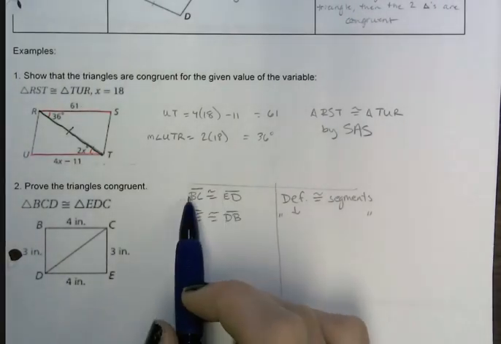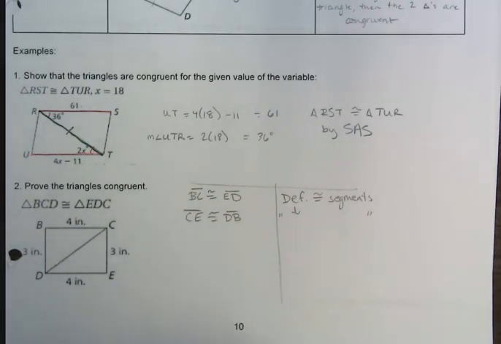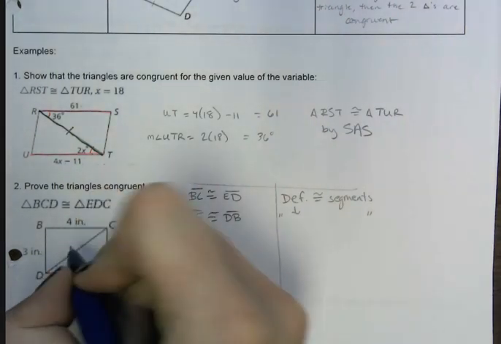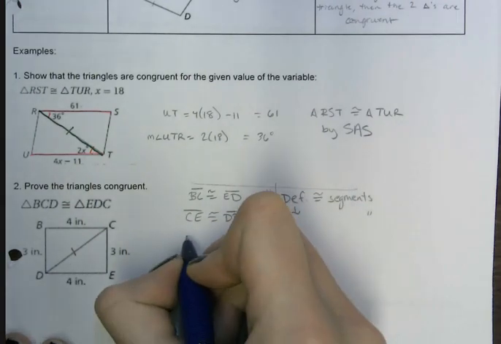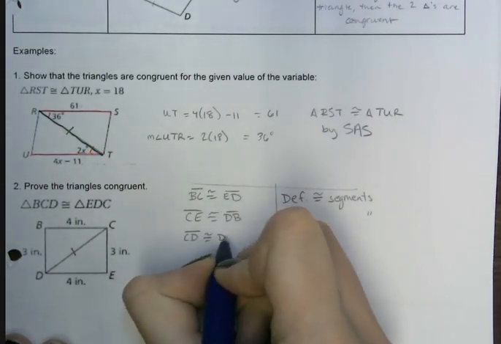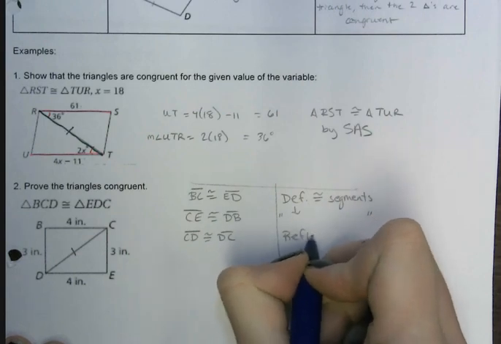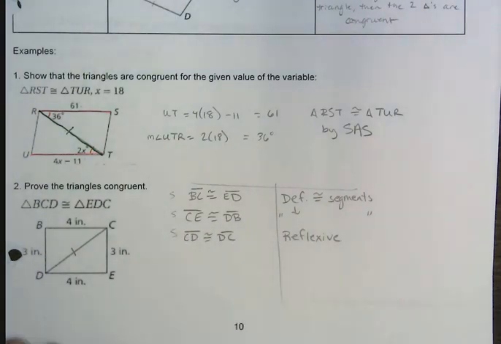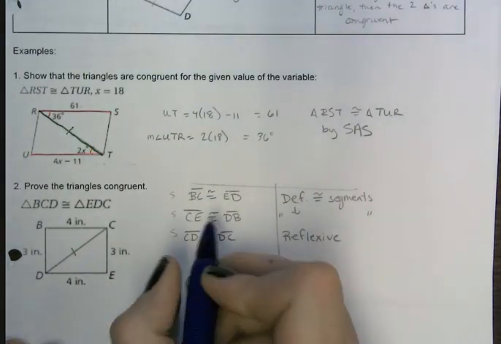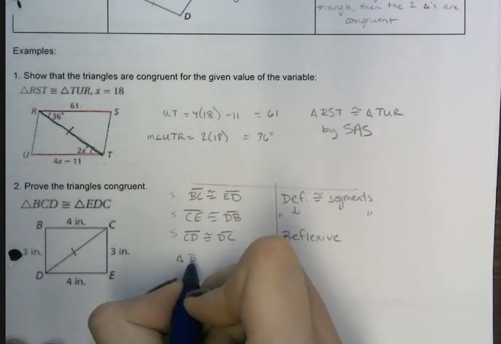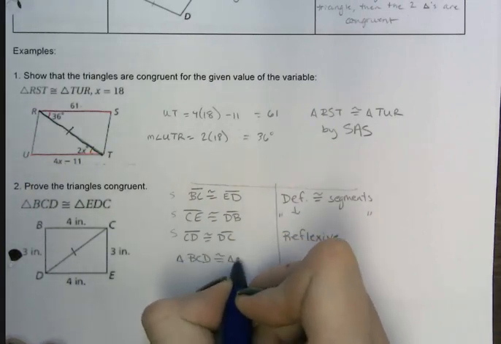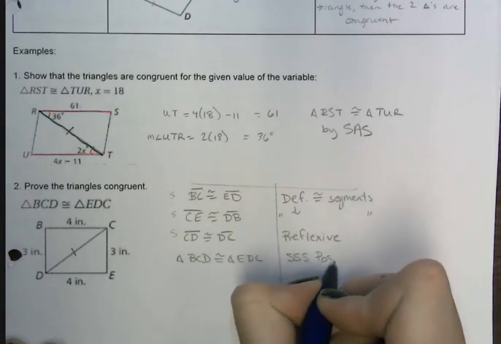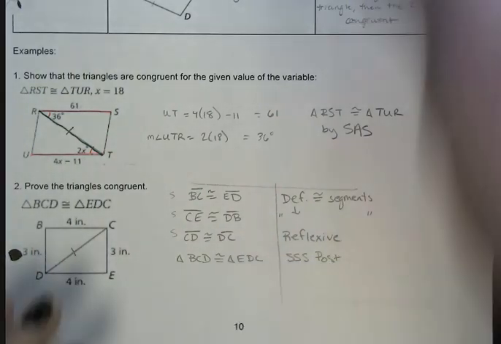Now I need a third side. I've got two sides, so I need an angle in between. Well, I don't know anything about the angles that's given to me, but I see that I've got a shared side. This side is congruent to itself. CD is congruent to DC, and that's the reflexive property whenever we say something is congruent to itself. So I have side, side, side. Here, I've shown 3 different sets of sides are congruent. So triangle BCD is congruent to triangle EDC by the side, side, side postulate. Okay? All right, let's try a couple more here.